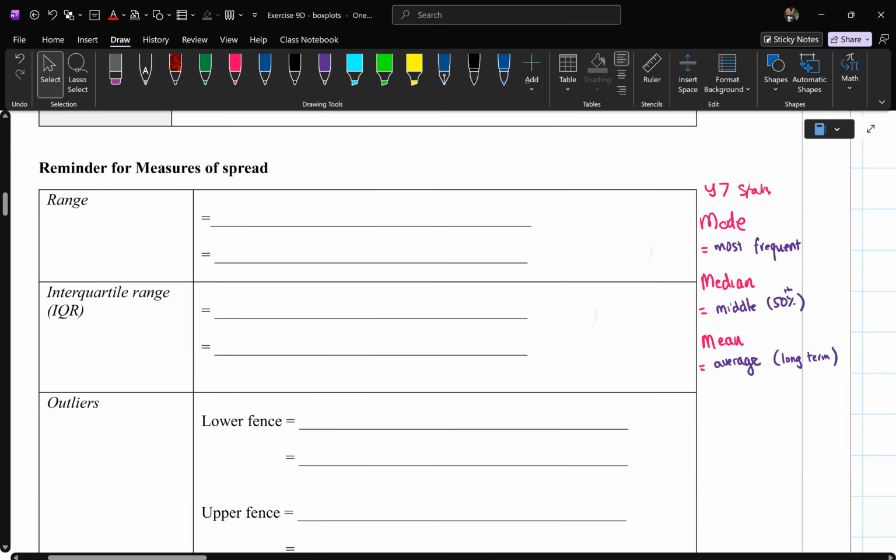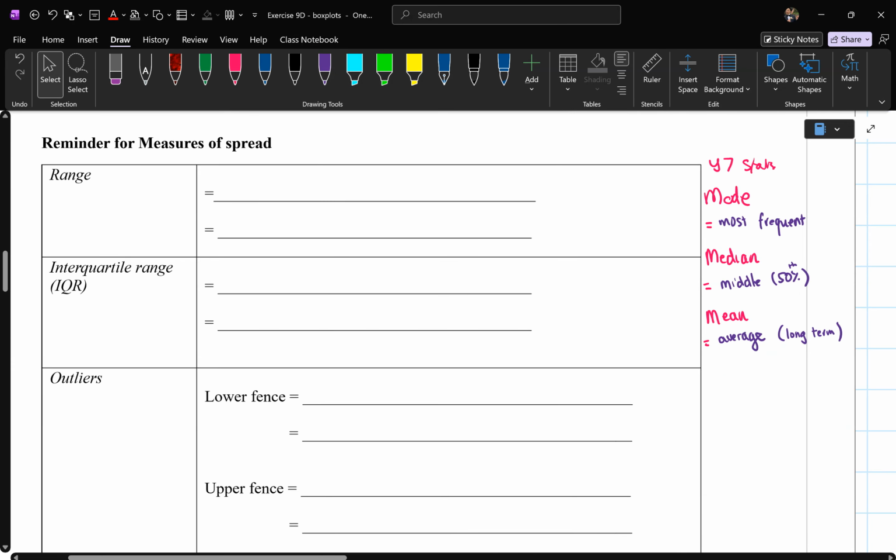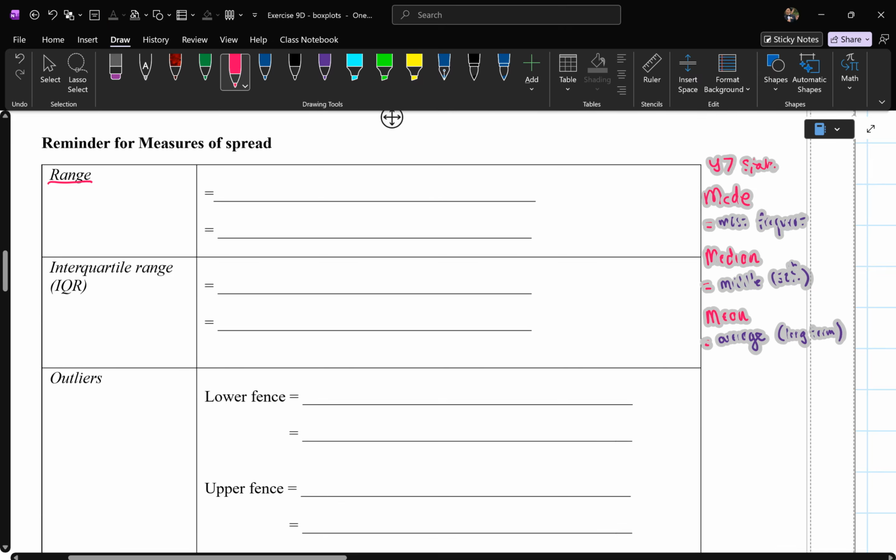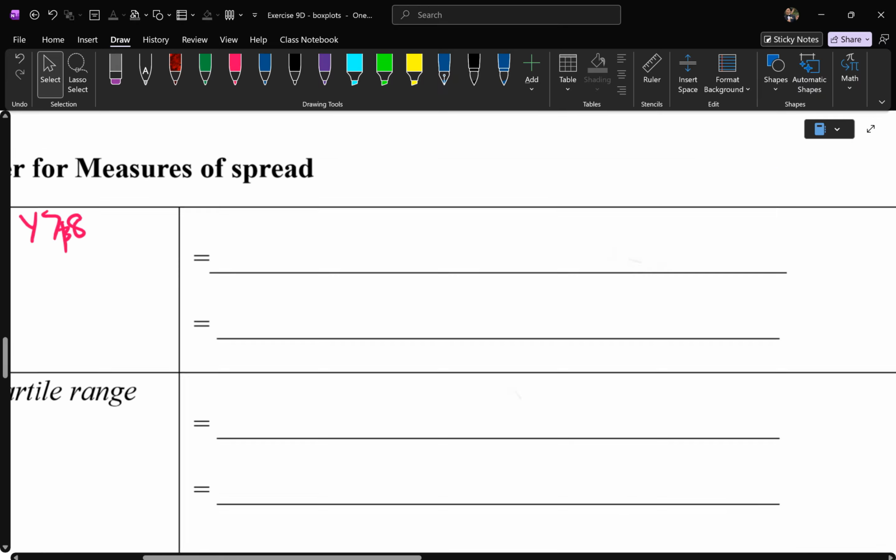So that was year 7 stats. Along with year 7 stats, you will then learn a couple more terms. Now this is more venturing into year 8, year 9 stuff, mainstream anyway. Range is the first thing that you learn from year 7 and 8. So year 7 and 8. What does the range mean?